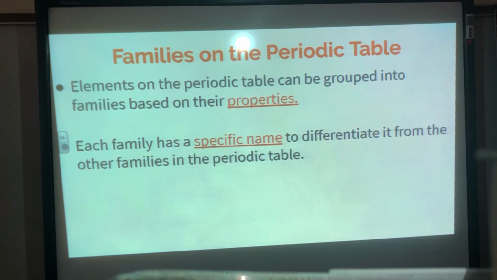Now, families on the periodic table. Elements on the periodic table can be grouped into families based on their properties. Each family has a specific name to differentiate it from other families in the periodic table. So they all have group names.